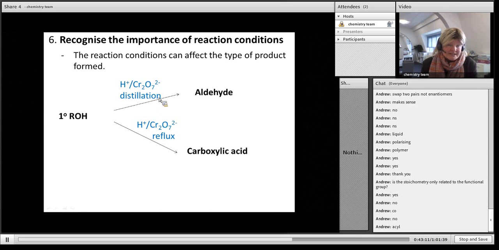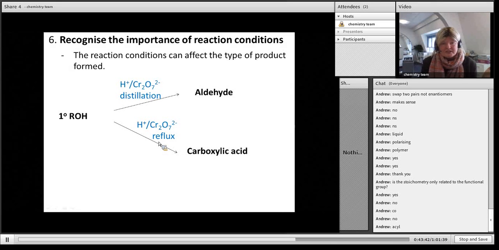So if I distill it, as my alcohol is changing to an aldehyde, because the aldehyde has a lower boiling point than the alcohol, I can distill it off to form the aldehyde. If I don't distill it off, if I keep it in my solution under reflux, so it all drips down again, then my aldehyde is going to react further. So it's basically alcohol, aldehyde, straight to carboxylic acid. So take very careful note of the reaction conditions.